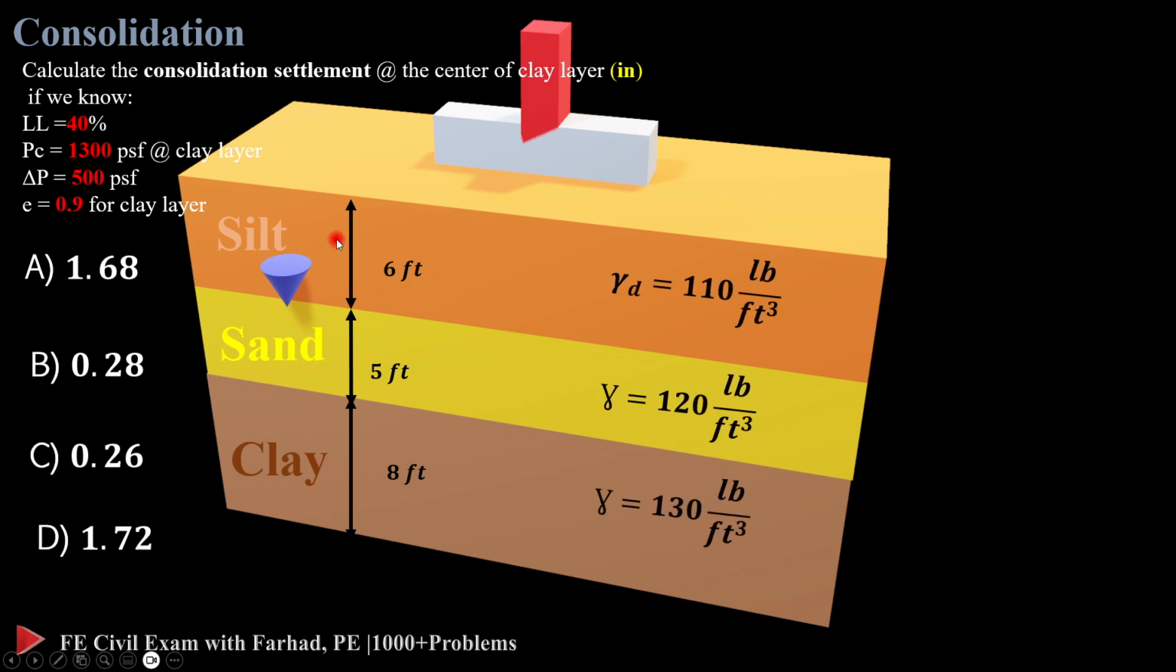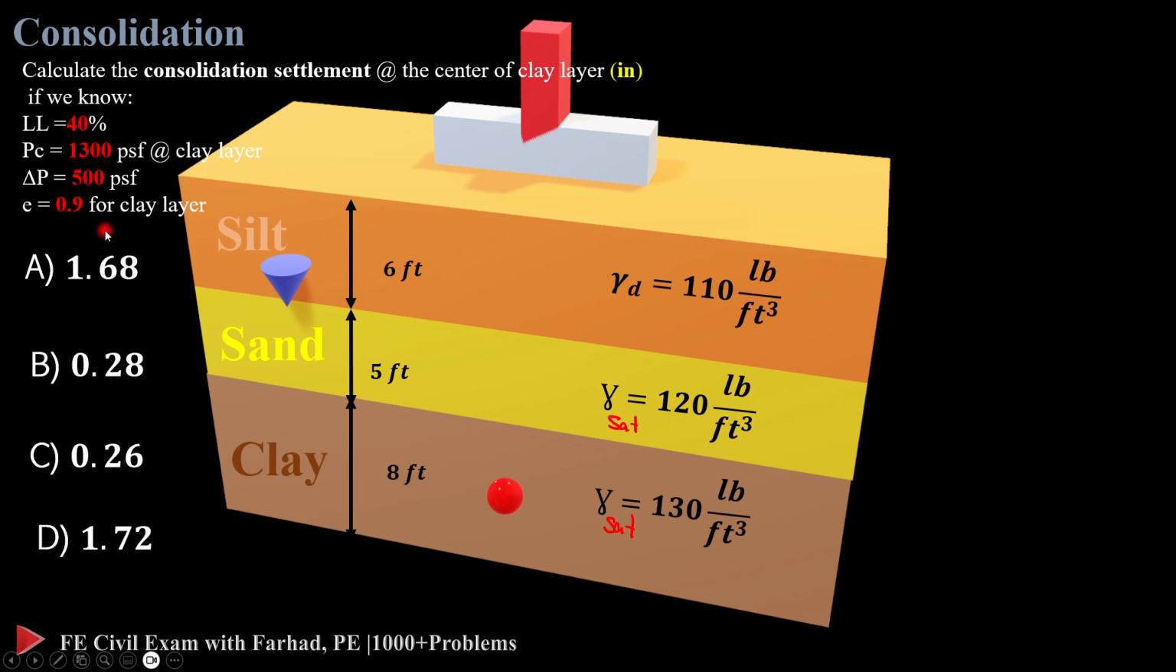So the first layer is completely dry, so we use gamma D or gamma dry, which is 110 pound per feet cube for the silt, and then the others you can consider as gamma saturated because they are in water. And we know the liquid limit is 40%, and PC, the consolidation pressure, is 1300 pound per square feet for the clay layer.